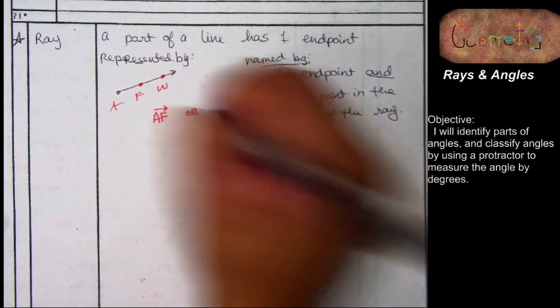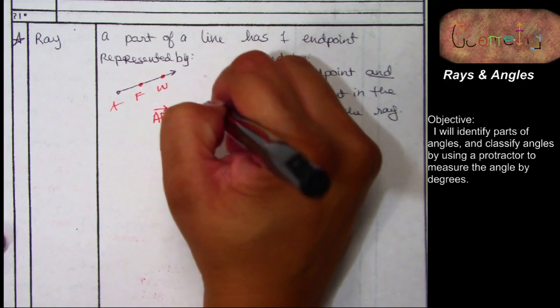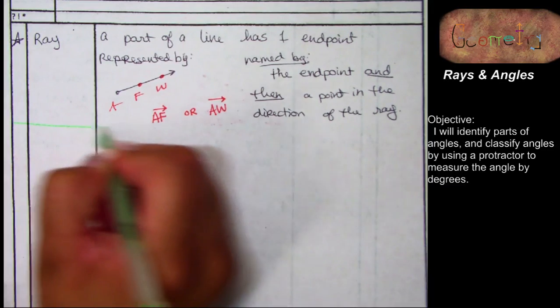So if this ray could be named AF, what's another name for this ray? AW. Okay, I also heard FA. Why can it not be named FA? Because it has to start at the endpoint. Is F the endpoint of the ray? No. It's one of the points on the ray, but it's not the endpoint of the ray itself. So I can't name the ray FA. It has to be named AF or AW. Make sense? It's pretty good so far?